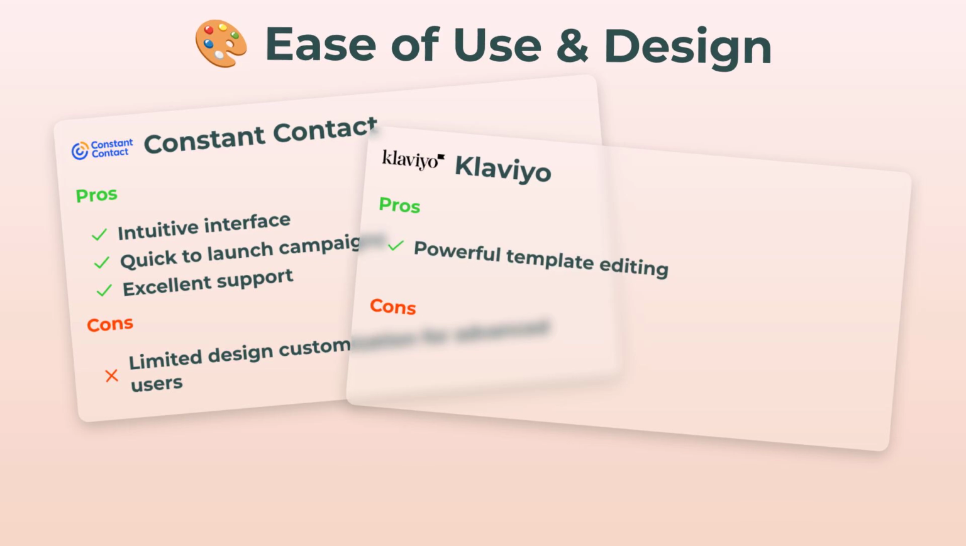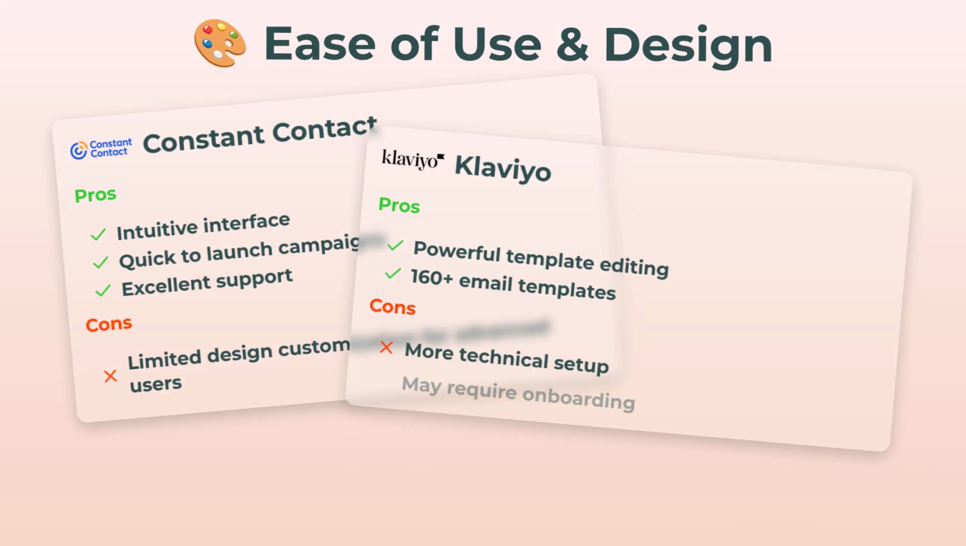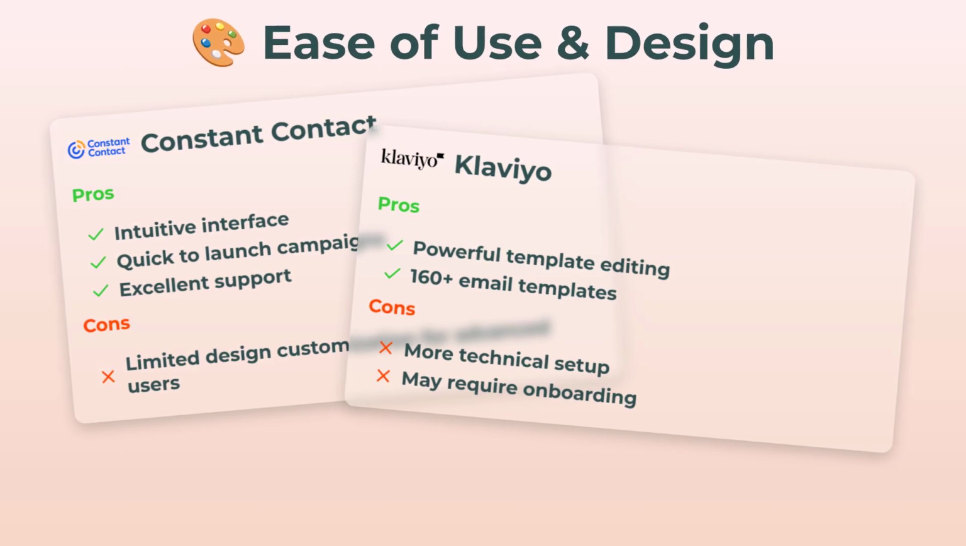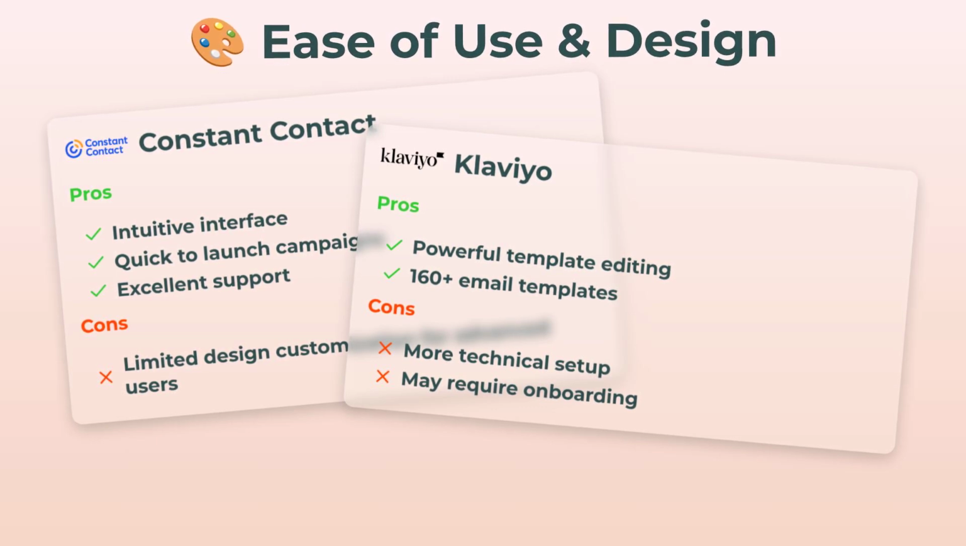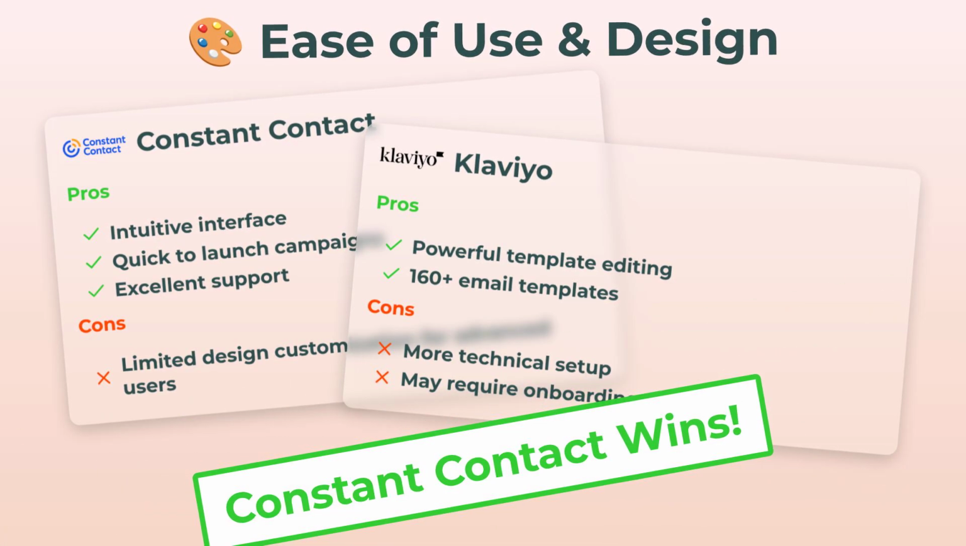Klaviyo, on the other hand, gives you massive template editing power. Over 160 templates to play with, which is pretty awesome. But the setup is more technical and might need onboarding time. So for most users, especially beginners, Constant Contact comes out ahead on ease of use.